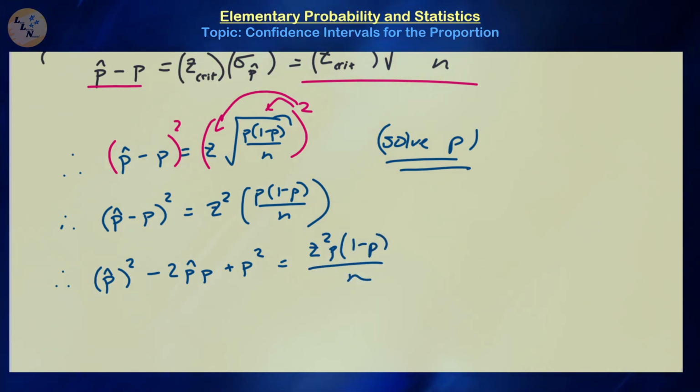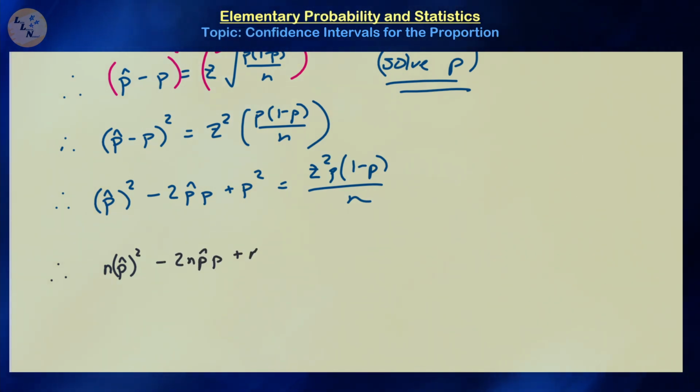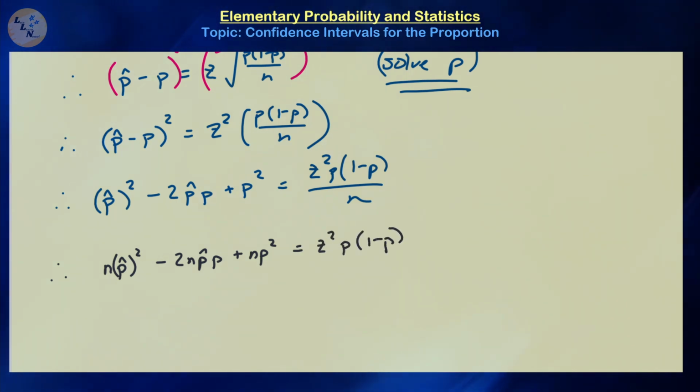Now I'm going to get rid of that fraction by multiplying both sides by n. So that's going to give us n p hat squared minus 2n p hat p plus n p squared equals z squared p(1 minus p). And then I'm going to distribute, so that's going to give us what? z squared p minus z squared p squared.